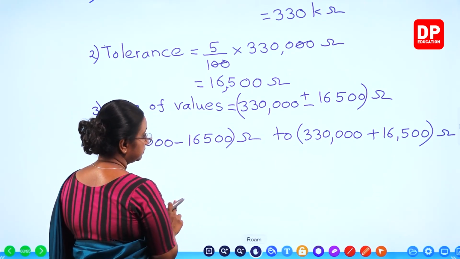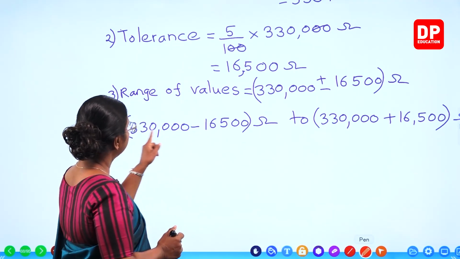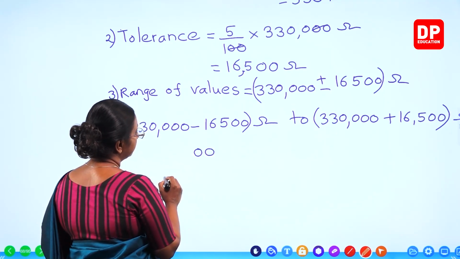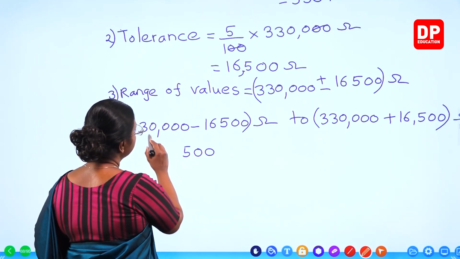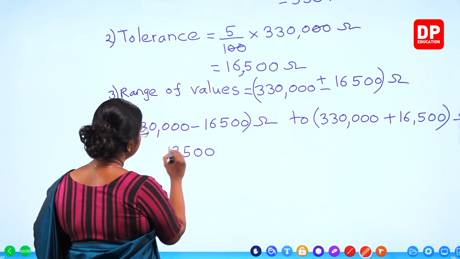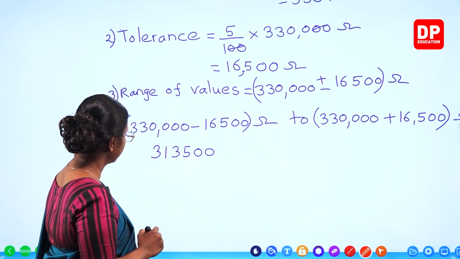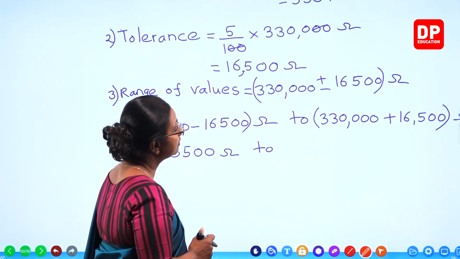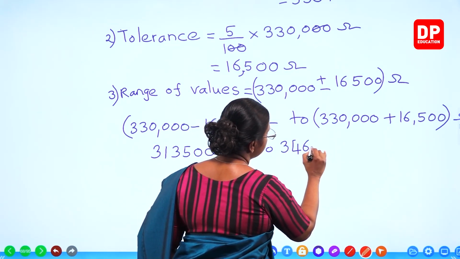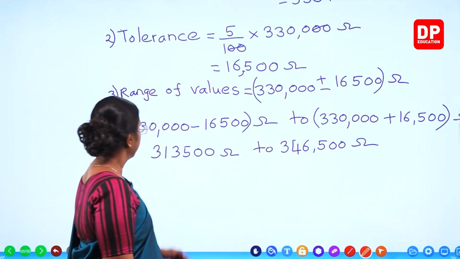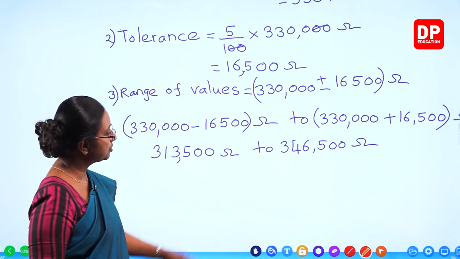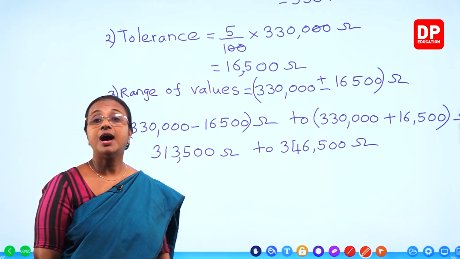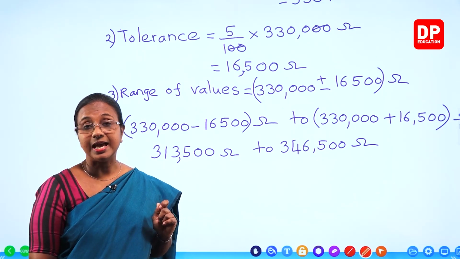So here, 330,000 minus 16,500. If we subtract the values, 0, 0, then from 5, it has to be 5, then from 9, it's 3, then from 2, minus 1, so 313,500 ohms to 330,000 plus 16,500. So that would be 346,500 ohms. So 313,500 ohms to 346,500 ohms. That is the lowest value and the highest value. Range of values the resistor can have.